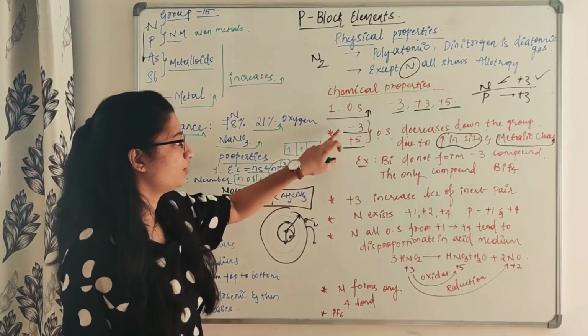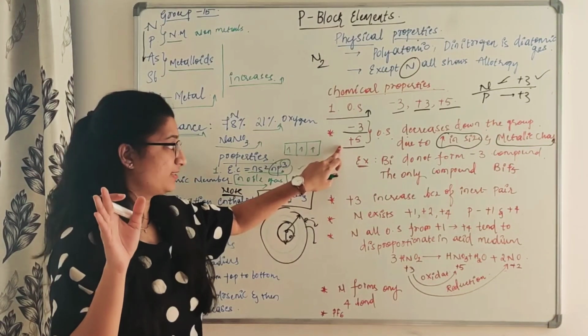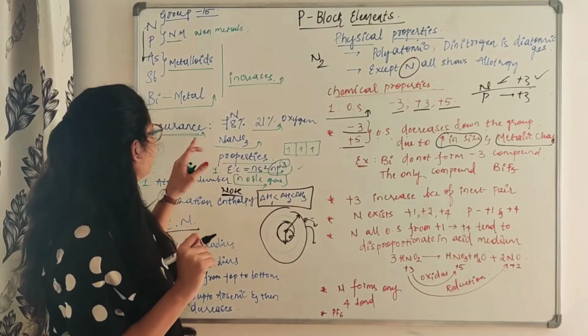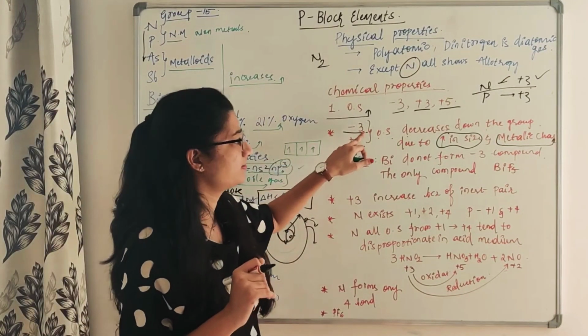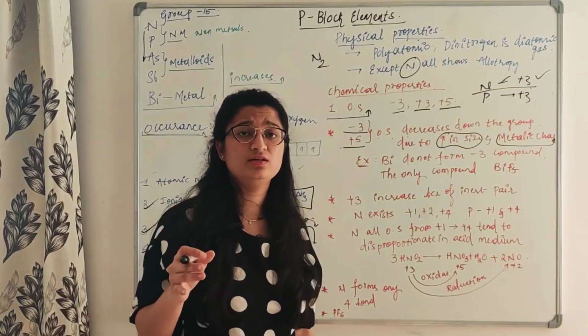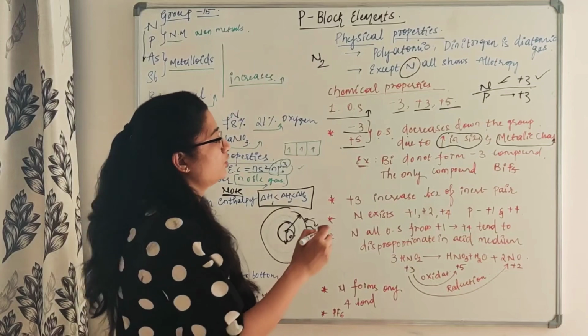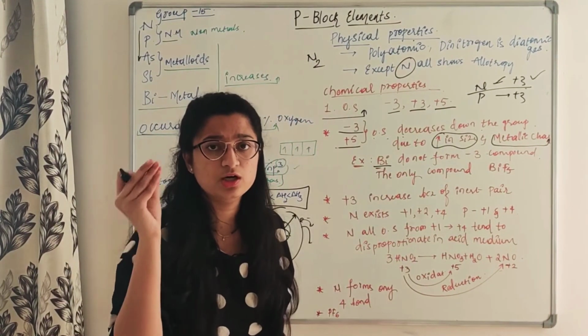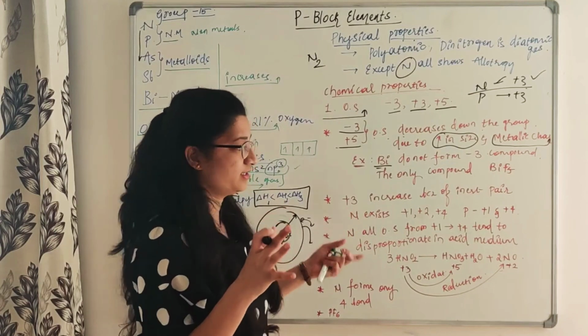Okay, this is about -3 and +5. I have told you it decreases. That means bismuth with the +3 or the -3 or the +5 will be very unstable. So that is why bismuth hardly forms any compound with the oxidation state of -3.